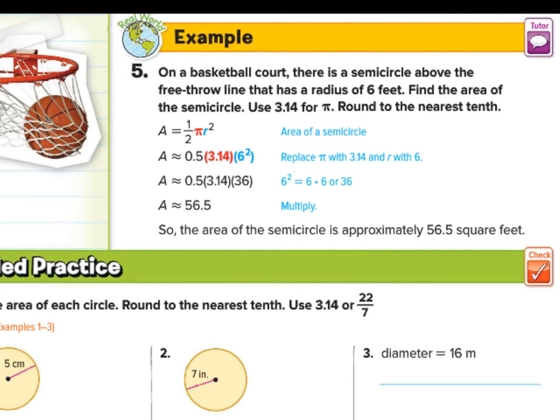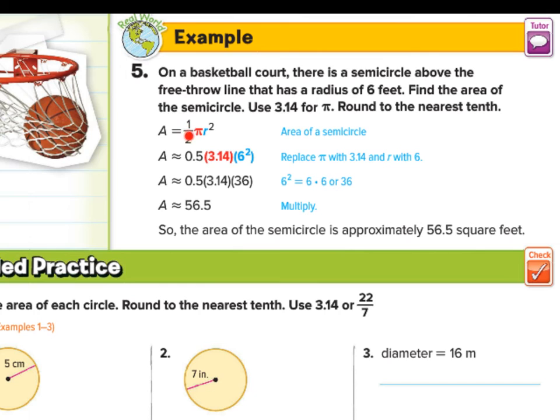And to conclude, here's a real-world example. On a basketball court, there's a semicircle above the free throw line that has a radius of 6 feet. Remember this, the semicircle from the free throw line at the very top of the key? Find the area of the semicircle. Use pi to round to the nearest tenth. So that's how you would do it.